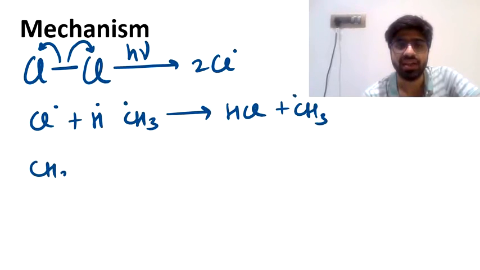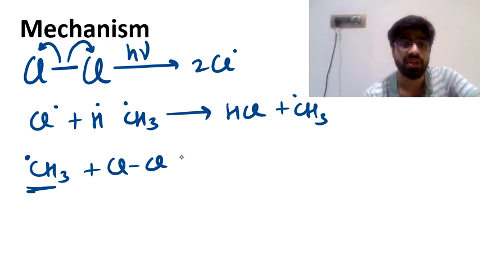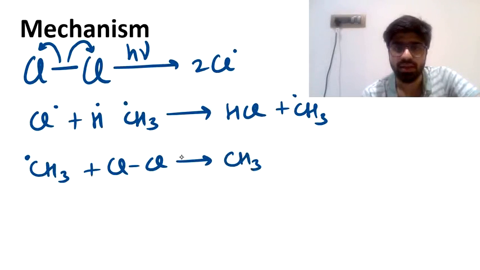That CH3 free radical has the ability of breaking another chlorine molecule. The chlorine molecule was getting broken by light. Now it is the methyl free radical which got generated, and that is what will break the chlorine molecule. So this will give you CH3Cl.